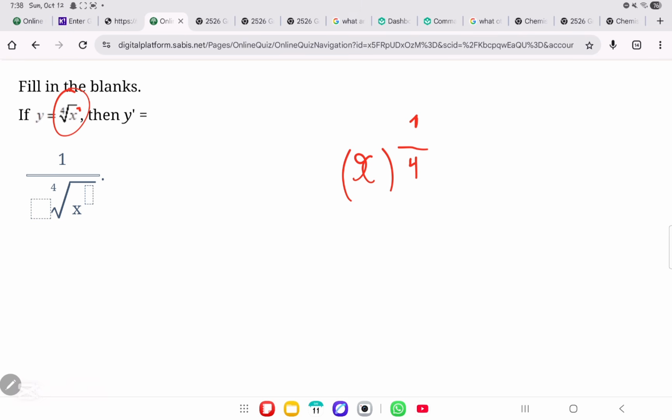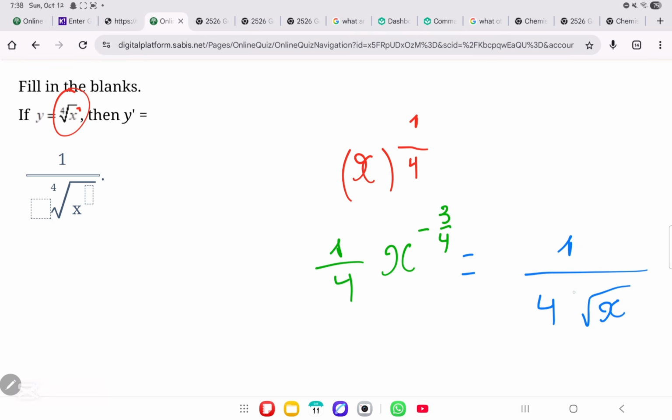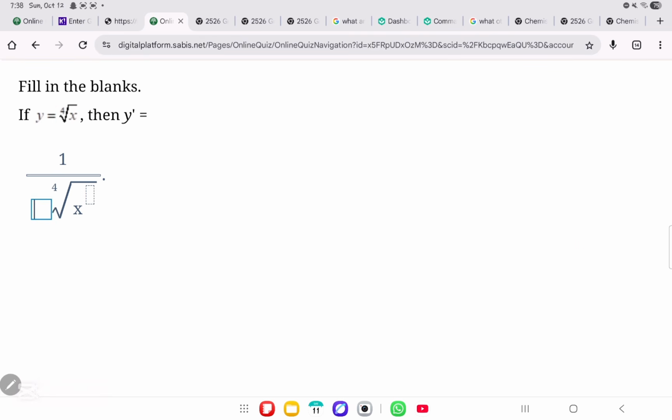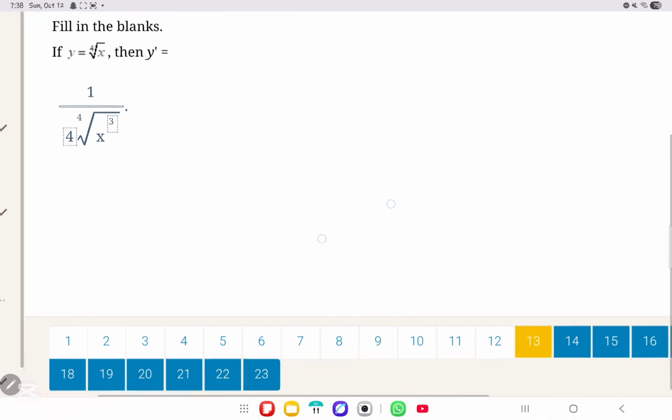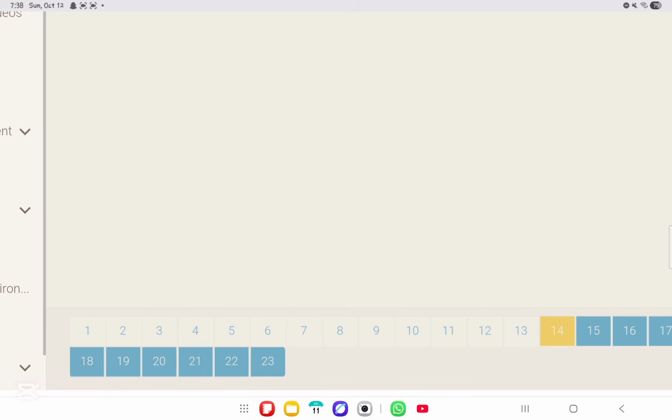Perfect. Now what do we do? We do the regular derivative. So 1 over 4 x to the power of minus 1 over 4 minus 1, what's that? Minus 3 over 4. Okay. So now you just need to solve it regularly. It will be 1 over 4 x, and it's going to be the fourth root of x cubed. So 1 over 4, the fourth root of x to the power of 3. Perfect. We'll now move on to question number 14.